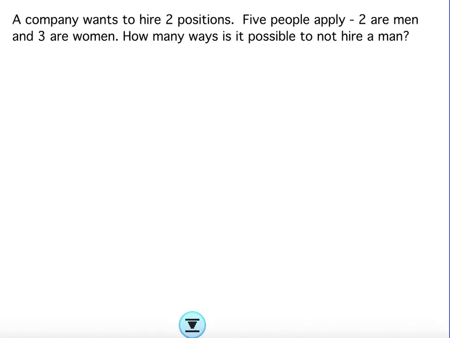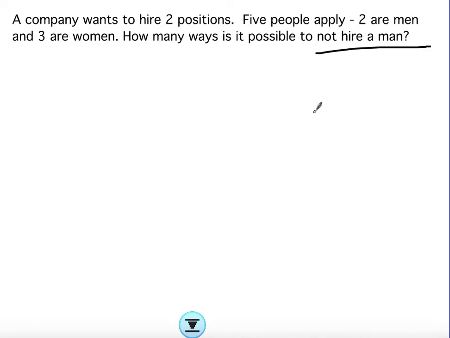Let's see what else here. Okay. A company wants to hire 2 positions. 5 people apply. 2 are men, 3 are women. How many ways is it possible to not hire a man? So the wording here is a little weird. Not hire a man. So we're not even considering these 2 men.